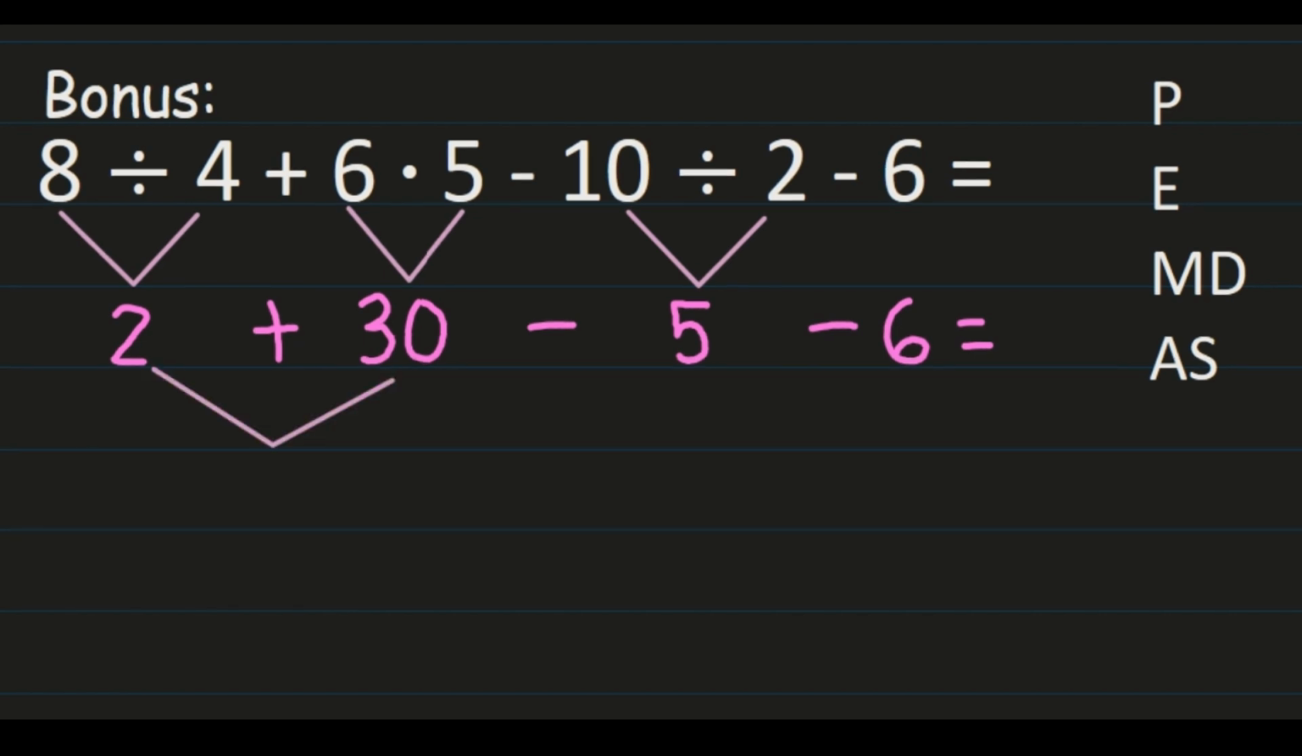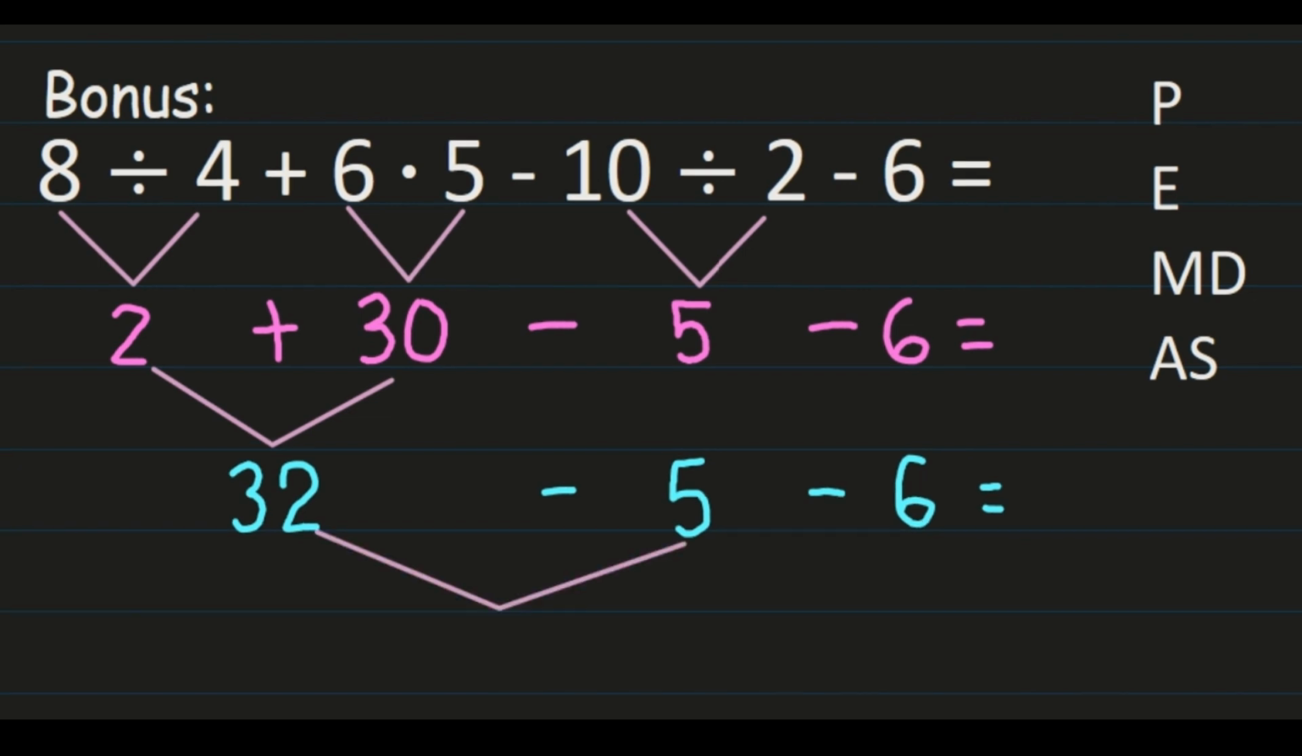Now I'm on my addition and subtraction steps, starting on the left with 2 plus 30, and 2 plus 30 is 32. Then I'm going to bring the rest of the problem down, and I would encourage you to do that for now as you're just learning: take your steps one at a time. So I'm going to bring down minus 5 and minus 6, and go back to the left. I have 32 minus 5 as my next step. 32 minus 5 is 27.